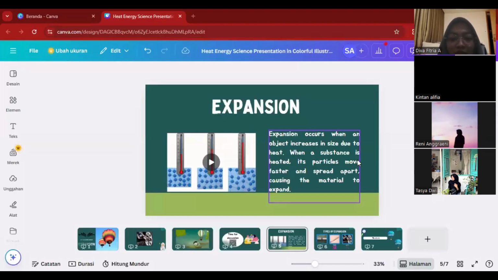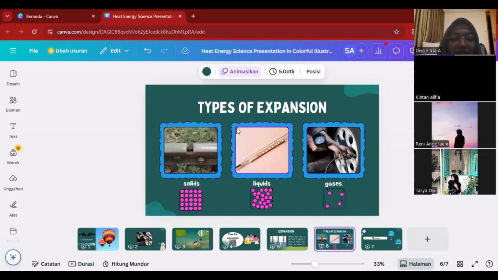So expansion occurs when an object increases in size due to heat. When a substance is heated, the particles move faster and spread apart, causing the material to expand. And then there are three types of expansion: expansion of solid, expansion of liquid, and expansion of gas. We've already mentioned the expansion of gas. So let's move on to expansion of solid.